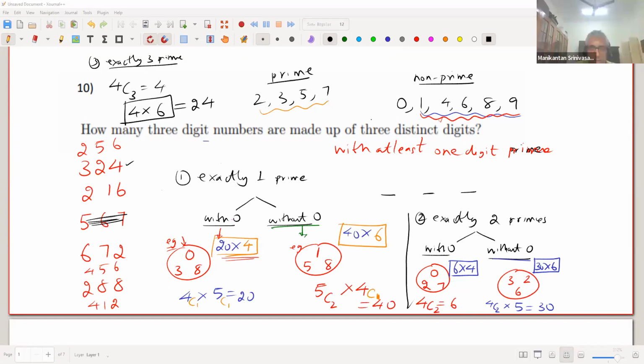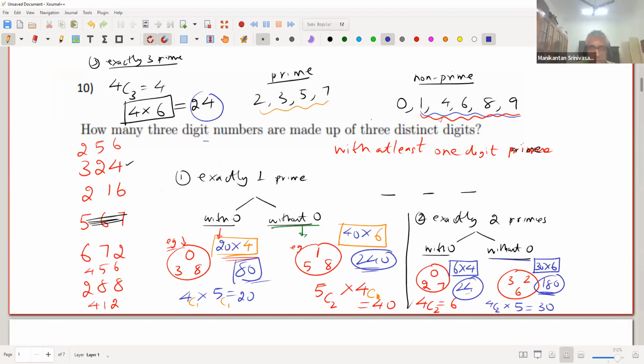So the answer to this question is the sum of all of these, right? So let's add and see how much we get. It's 80 here. It's 240 here. And then 24 here. And 180 here. And then this has only one case, which is 24. So can someone add? 240, 80 is 320. 320 plus 180 is 500, 524.